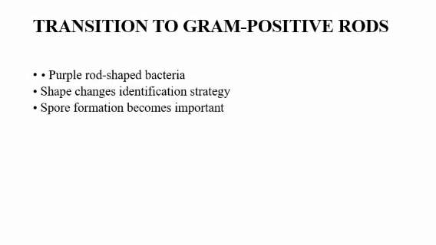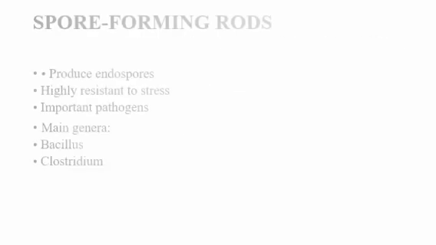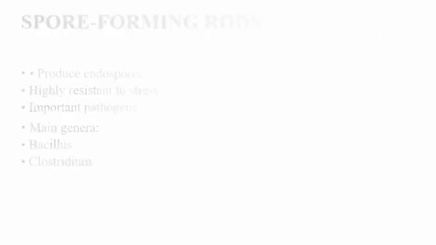Now, let's pause here, because this is where many people mentally check out. Gram-positive rods, but this group is fascinating. Now, instead of round bacteria, you're seeing rod-shaped purple organisms. The first thing you ask yourself is, do these form spores? If the answer is yes, you're probably dealing with Bacillus or Clostridium.